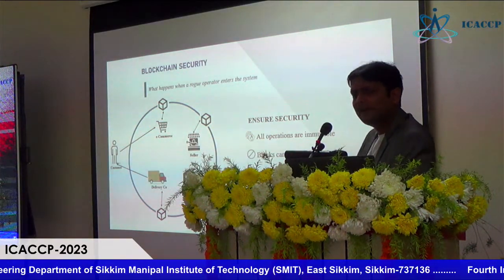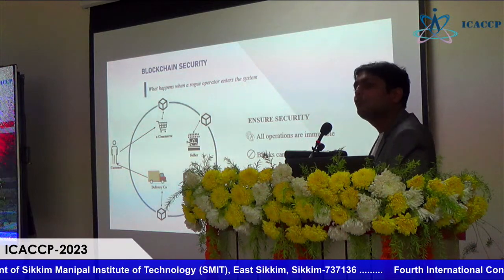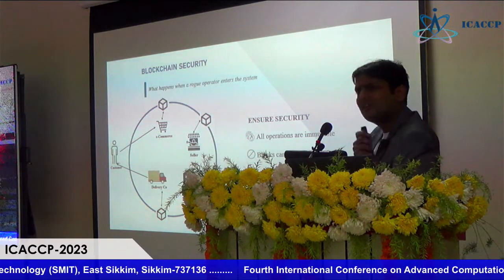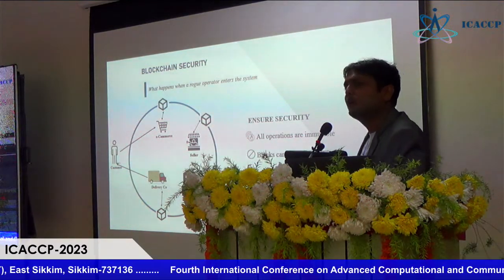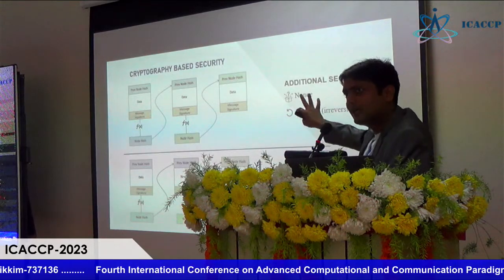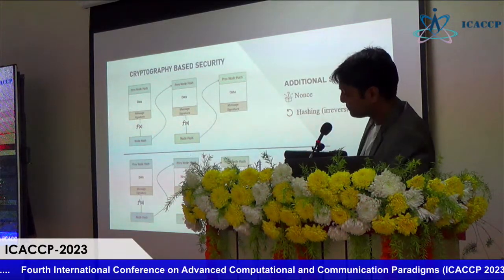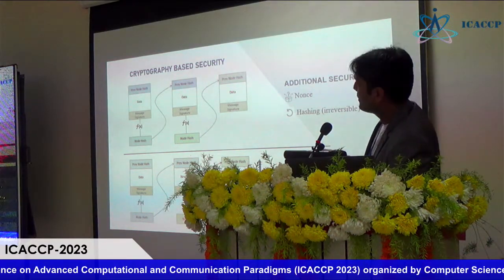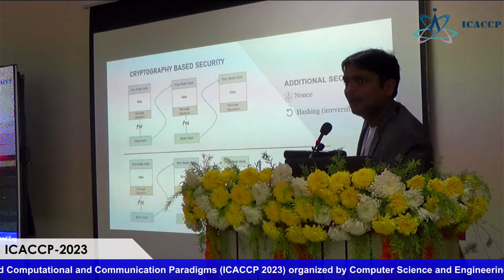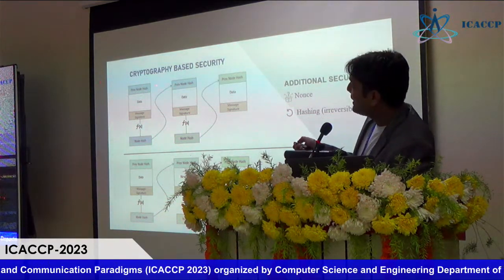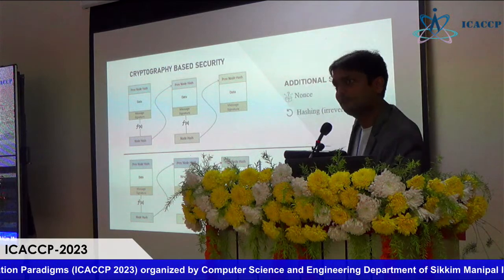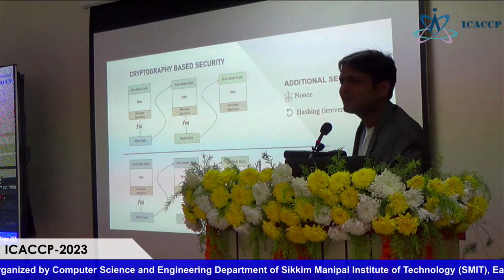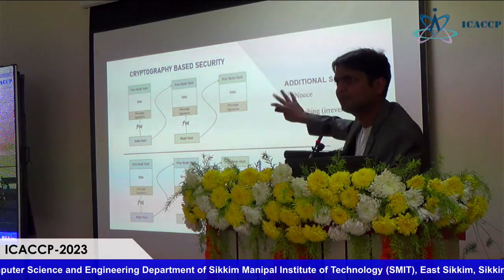How does it guarantee this? It guarantees this through cryptography. So how is this cryptography helping us achieve immutability? A very simplistic representation of it, okay? There are these blocks of data, all of them interconnected. Each block contains the previous node's hash, and it has a message signature. Additionally, it could have a nonce and other security features, but for simplicity, I'm eliminating that factor.